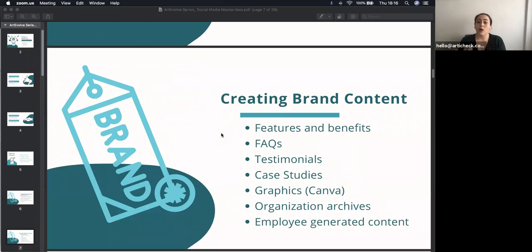Then we also have organizational archives. So go back into your archives, particularly if you're a gallery or museum, you're going to have hundreds upon hundreds of photos from past exhibitions, from your collections that you can use in your brand content. And you can also use them in other types of content, which we'll see going forward.